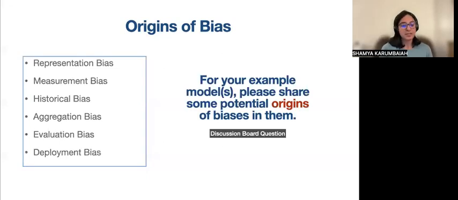Let's revisit the predictive model and biases from your example. Could you think of potential ways in which these biases originated in them? Take some time and try to be as descriptive as possible and post it in the discussion board.